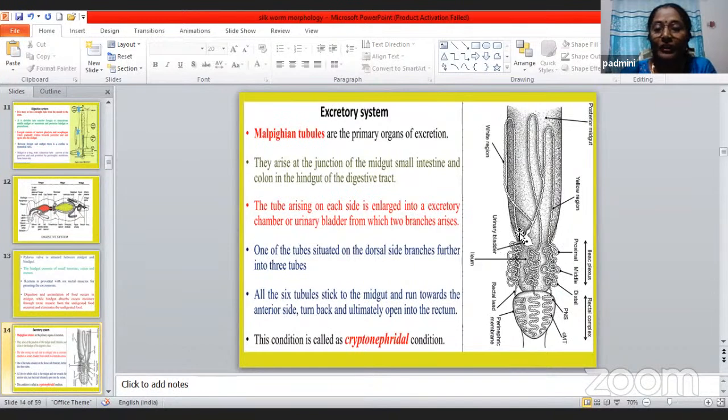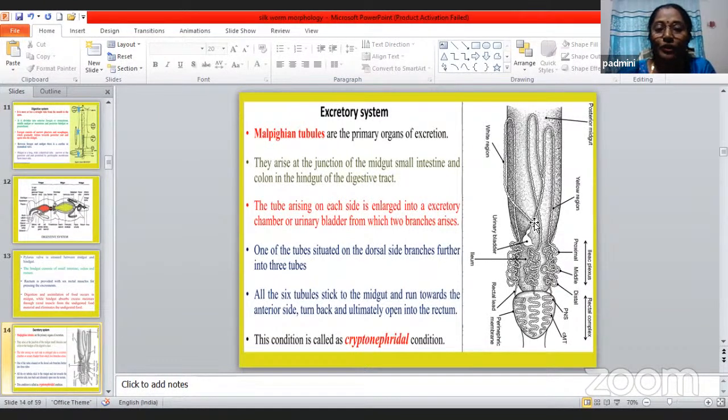The tube arising on either side is enlarged into an excretory chamber called the urinary bladder. So this is the urinary bladder from which two branches arise. The tube arising on each side is enlarged over here, and this enlarged part is the excretory chamber or urinary bladder from which two branches arise. So these are the two branches that you can find over here.